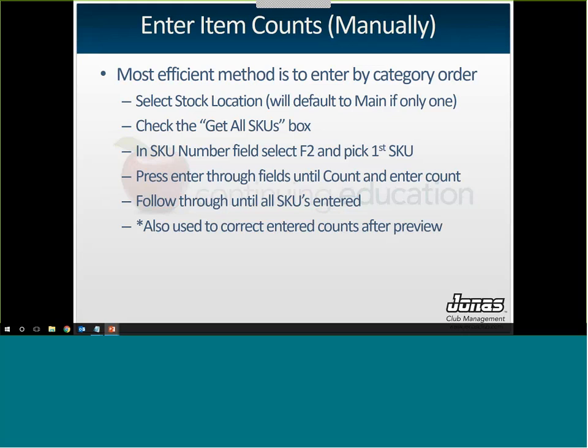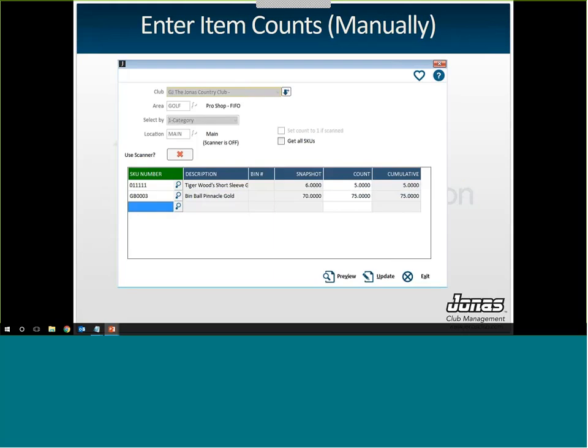You can continue doing this until all SKUs are entered, and then you can also come back in here to correct your counts once you've run your preview. So if I flip to the next screen here, you can see what that count screen looks like. So you have your club, your area, and then how we selected, which was by category. You have your location, and then you can see that Get All SKUs checkbox. And then, of course, my Use Scanner is not checked off.